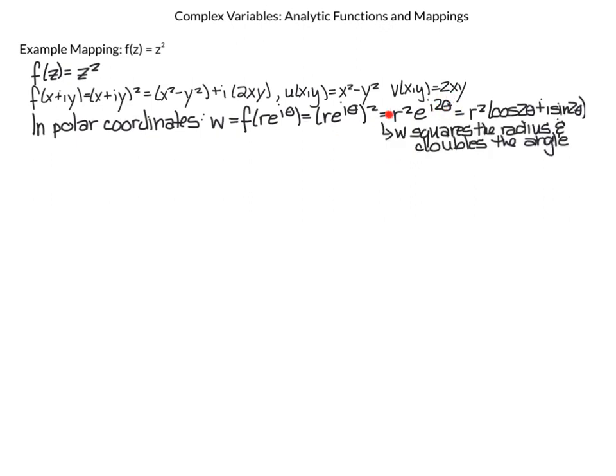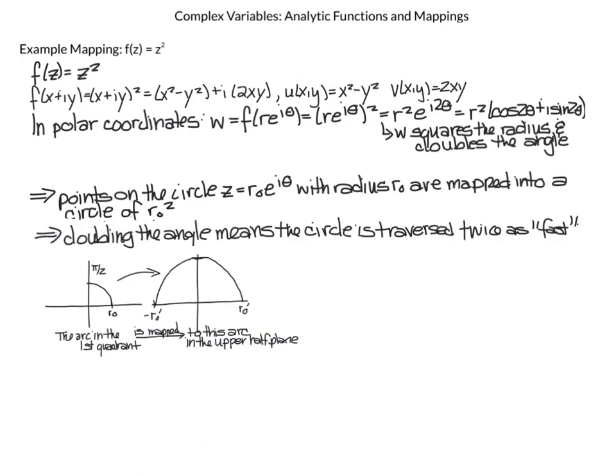And continuing on, just to remind myself, so far what happens to w is it squares the radius, and it doubles the angle theta. We go from theta to 2 theta. And I also wrote this out using Euler's identity. This is r squared times cosine 2 theta plus i sine of 2 theta. So let's look at this. w squares the radius and doubles the angle.